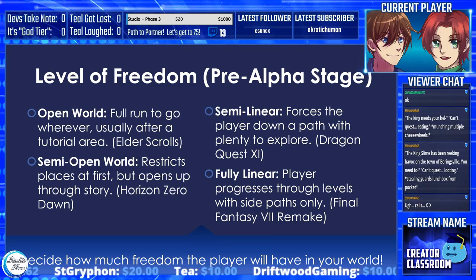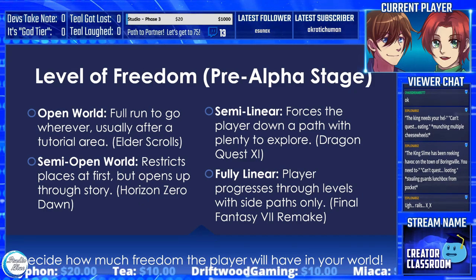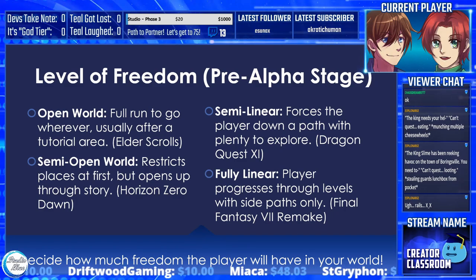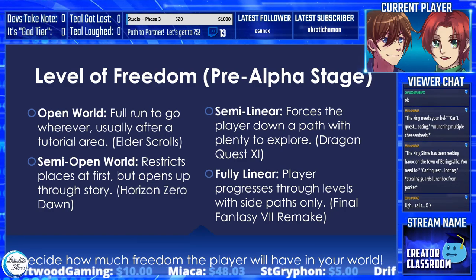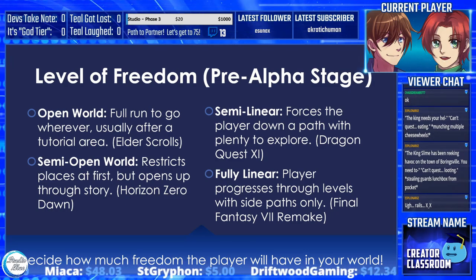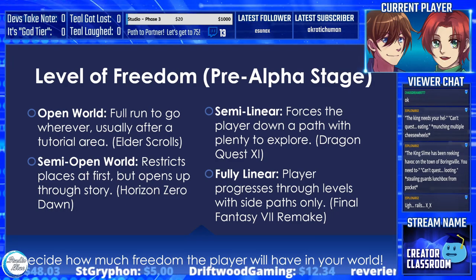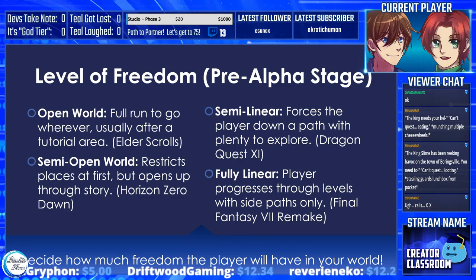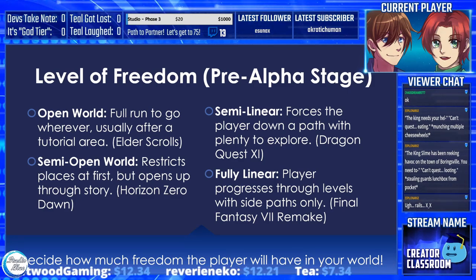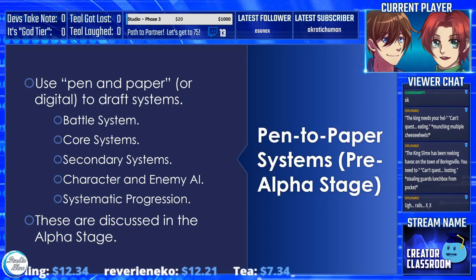So, level of freedom is really important for your story. And for both of those, player choice and level of freedom, it depends on the story you're telling. All of this depends on your story concept, your scope, and what your main story ends up being. See how it all kind of cascades? It all is built upon that one foundation. All right, shall we continue?